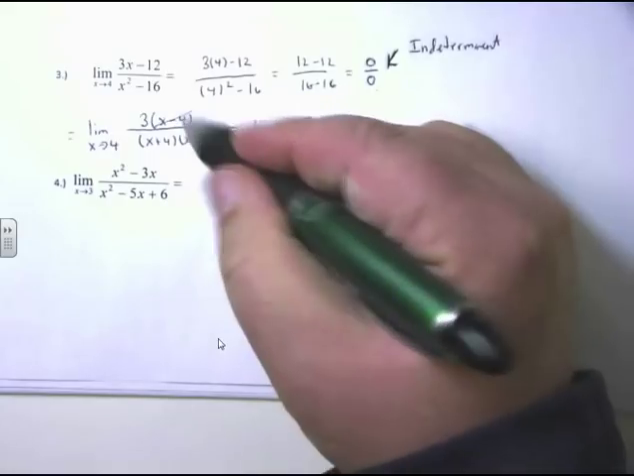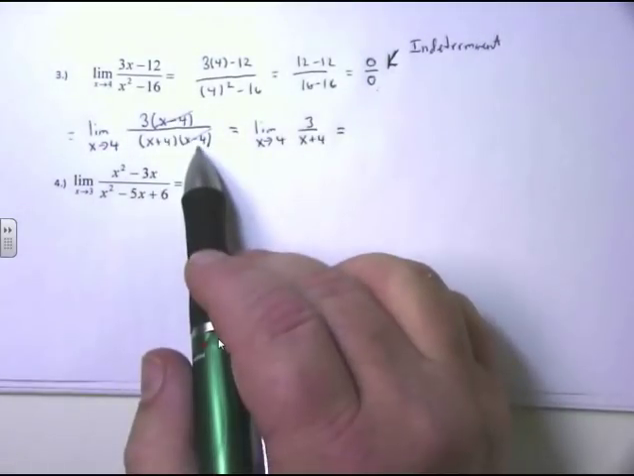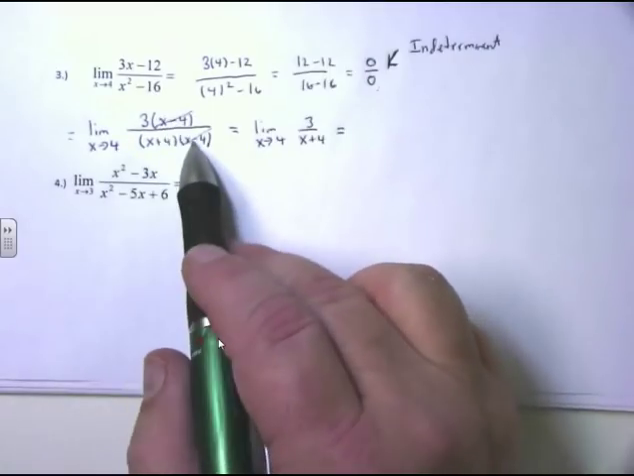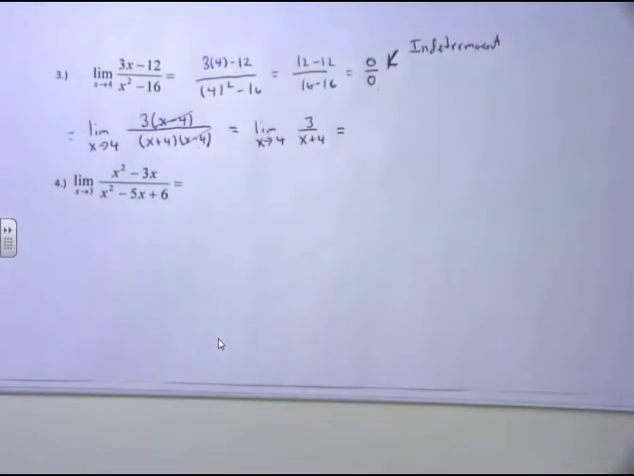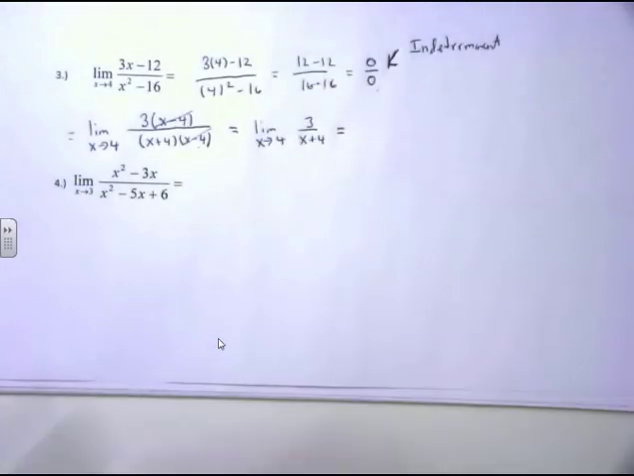So I've canceled out the problem with the x minus 4 over x minus 4. And when you plug in the 4, that's your 0 over 0, literally canceling out. And so it gives me a new problem. The limit as x approaches 4 of 3 over x plus 4.